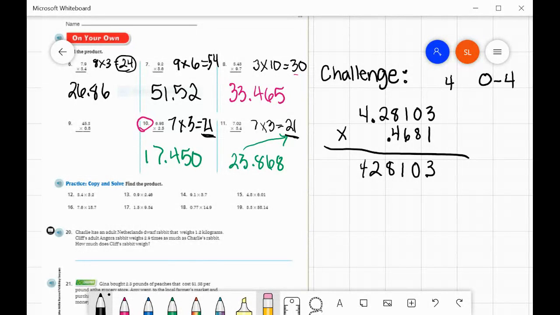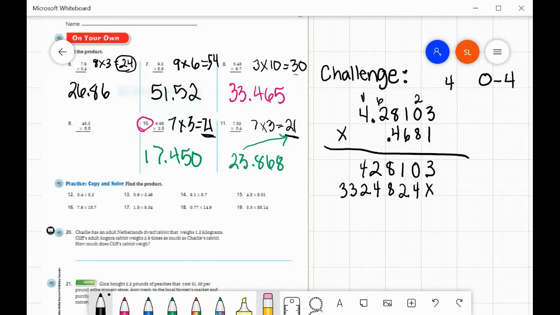Before we do anything, 8 times 3, we have to put something to hold our place. 8 times 3 is 24. Carry the 2. 8 times 0 is 0. Plus 2 is 2. 8 times 1 is 8. 8 times 8 is 64. Carry the 2. 8 times 2 is 16. Plus 2 is 22. 8 times 4 is 32. Plus 1 is 33.